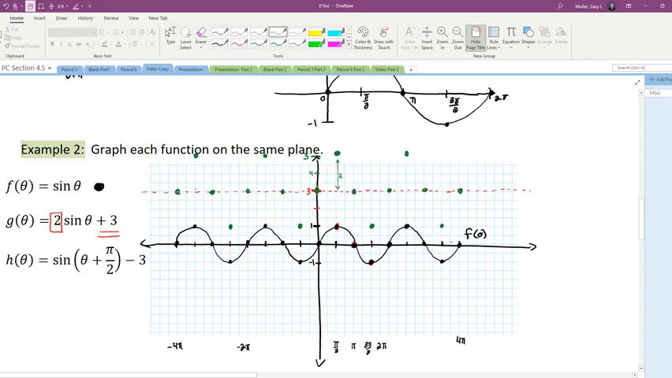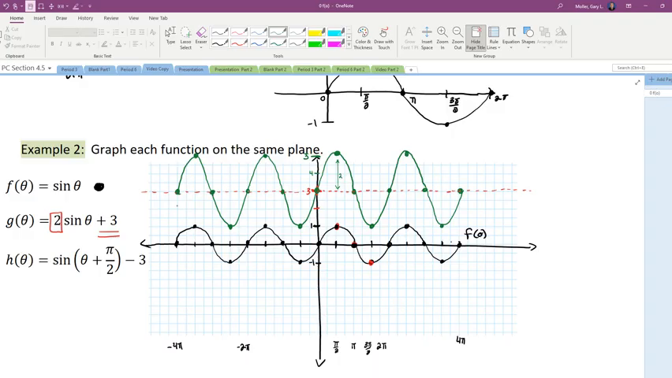All right, so now I'm just going to connect. And so now my sine graph is shifted up 2, and it's become twice as tall, and hopefully everything matches up. Okay. All right.